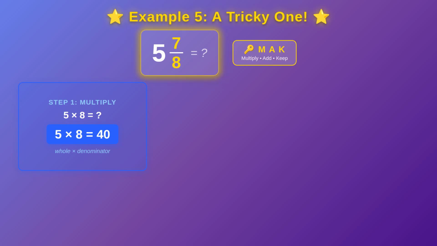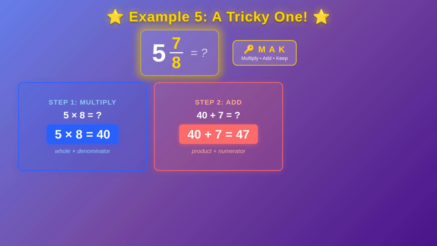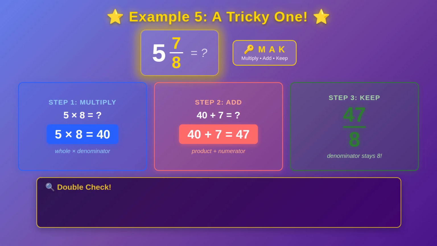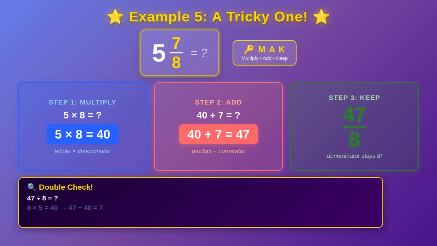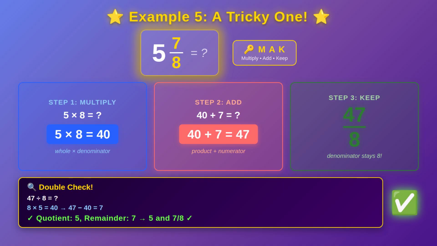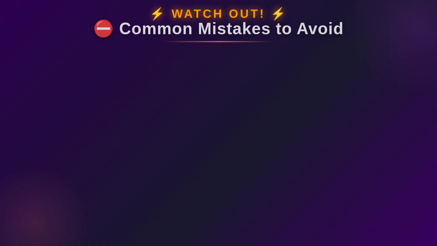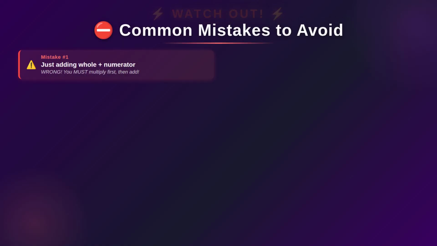Here's a slightly trickier one to really test your skills. Convert 5 and 7/8 to an improper fraction. MAC time. Multiply, add, keep. Multiply. 5 times 8 equals 40. Add. 40 plus 7 equals 47. Keep. Denominator stays 8. So 5 and 7/8 equals 47/8. Now let's verify. 47 divided by 8. 8 times 5 equals 40. And 47 minus 40 equals 7. That gives us back 5 with remainder 7, which is 5 and 7/8. Perfect match. You nailed it.